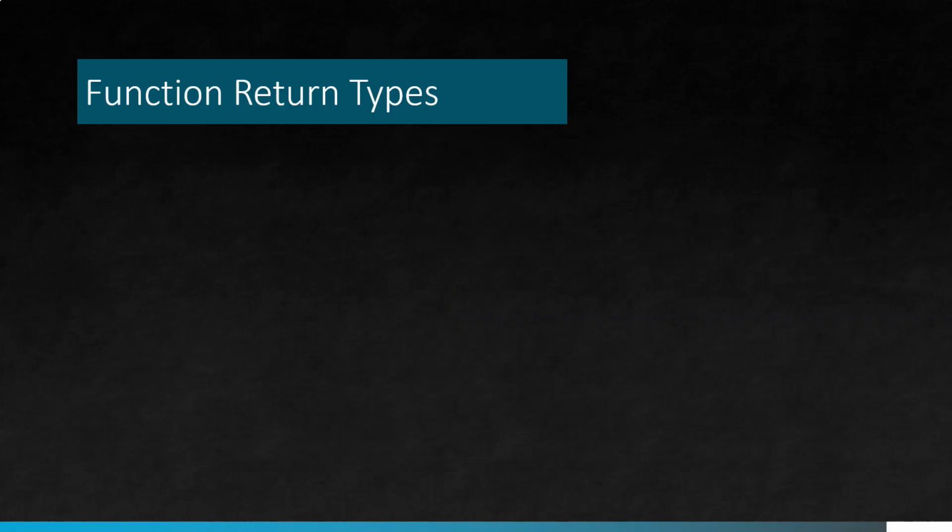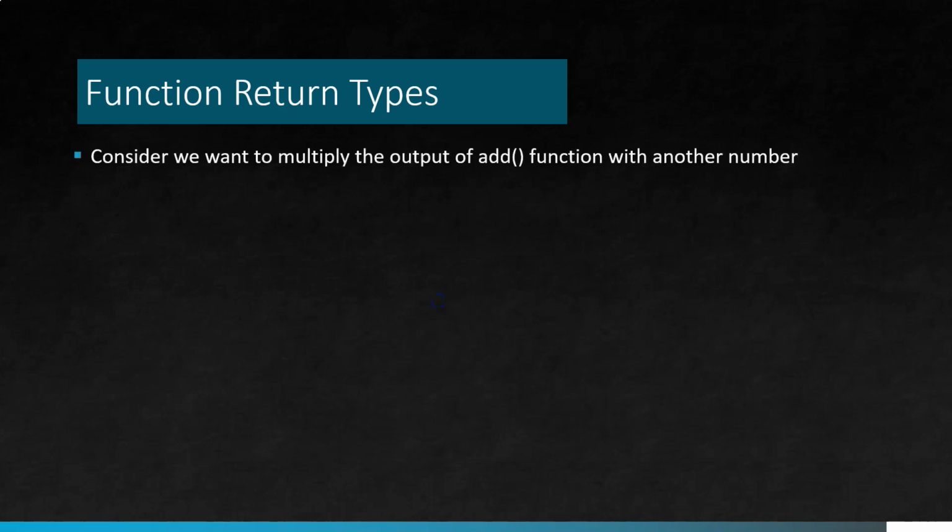Now let's talk about function return types. Until now, we have been using a void return type, which means we have not been returning any value or any output from our functions. But what if there is a scenario where we have to use the output of a function to perform some other actions? Like if there is an add function which is adding two numbers and I want to use that output to multiply with another number. Now, how can we do that, right?